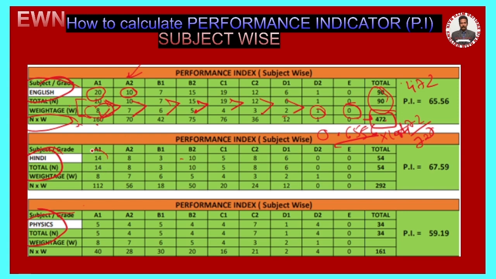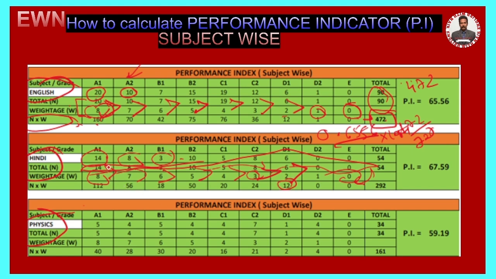How many got A1? We have 14 students, A2 8 students, B1 3. So this is the total number of students. This row is repeated, actually the same thing. So this is n. This will be multiplied with weightage. Weightage is fixed from 0 to 8. So 14 into 8, and then the last row is the multiplication of these two, that is n into weightage. The number of students who achieved C2 into weightage is 3. The number of students who achieved D1, 6 into 2, 12.